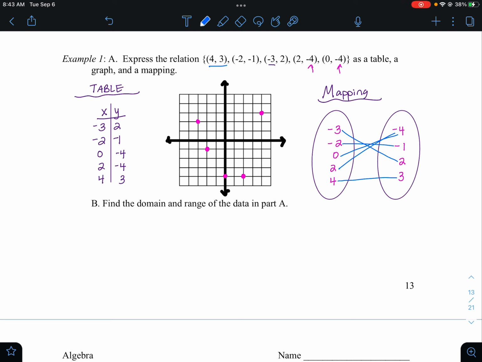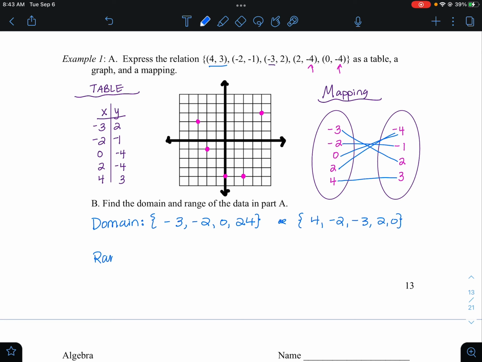So part B says find the domain and range from part A. So domain is just all of my x values listed, and again, we typically do it in numerical order, but it's not necessary. So it's going to be -3, -2, 0, 2, and 4. And I'll just write them here. And if you can't do those brackets, just do regular brackets. Or I could just go in the order that they gave them to us: 4, -2, -3, 2, 0.